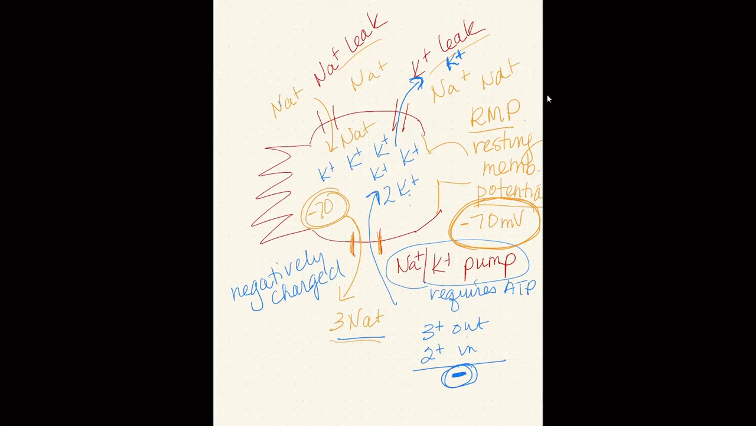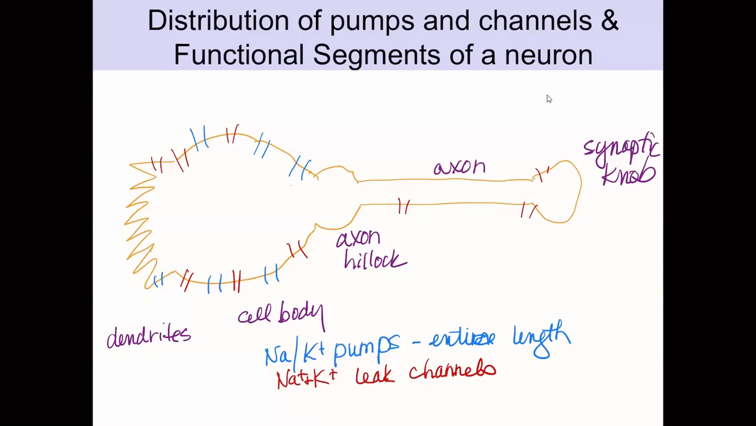In order to not run out of sodium and potassium, we have these leak channels. As the potassium builds up inside the cell, it'll leak out to the outside of the cell, and the sodium will start to leak in. Those are passive. They're going to move down their concentration gradient. Okay, so that's the first part.